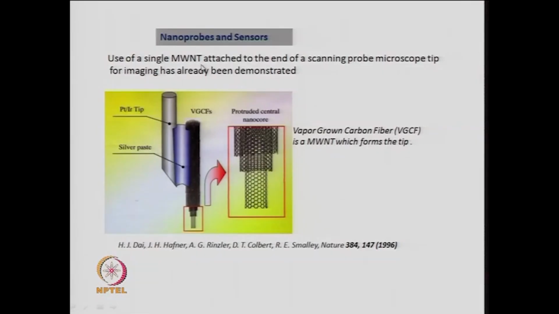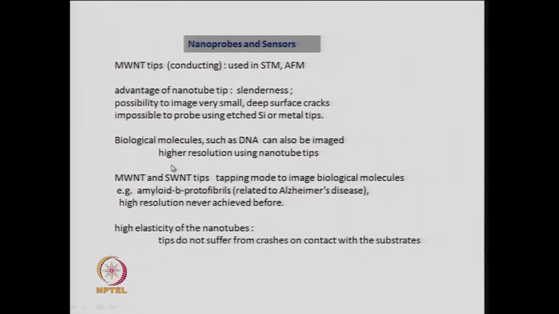In this case, a multi-walled nanotube has been attached, and now it is doing the job of the probe which this platinum or iridium tip is supposed to do. So, using these multi-walled nanotips, if they are conducting, then you can use them in STM, because you know in STM the surface is metallic and there is a tunneling from the surface to the tip, and the tip has to be conducting in STM.